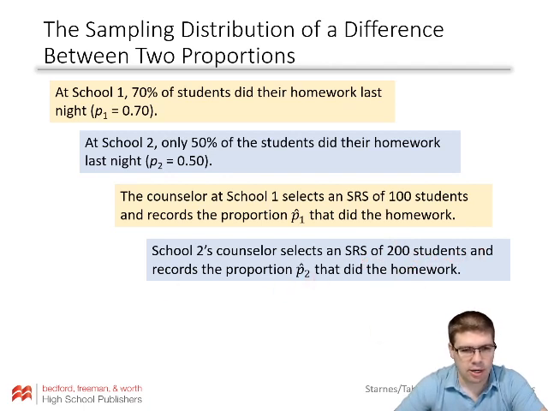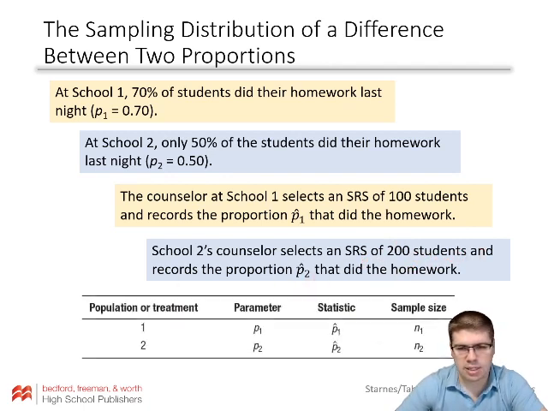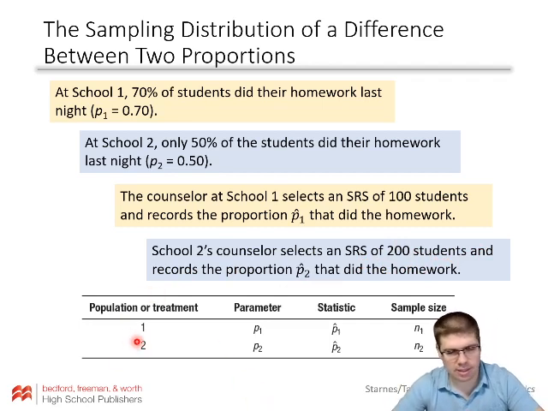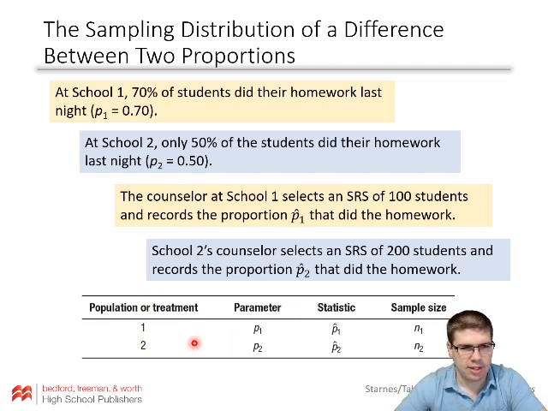All right, so to summarize all of this, it's going to end up being a lot of symbols, but it's not too bad. You just put a bunch of subscripts on the ones we already know. So we have population 1, and we have the parameter, which was 70% for population 1. We have the statistic, which we don't know what the statistic was, but that's p hat 1. That was that sample of 100, sample size 100. And then we have population 2, where p2 is 50%.